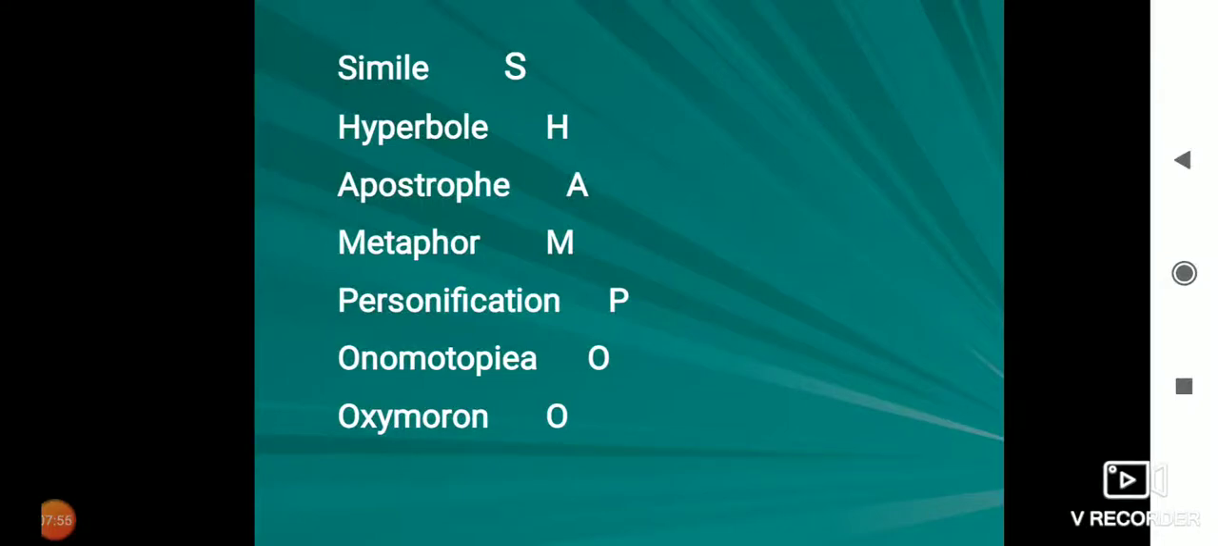Now I'll give you a small trick to remember all these 7 types of figures of speech easily. First, arrange all these figures of speech in a specific order and take out their first letters, like this. Here you can see how I arranged them. Combining all these letters, it becomes the acronym SHAMPOO. So please remember the acronym and remember the 7 types of figures of speech.